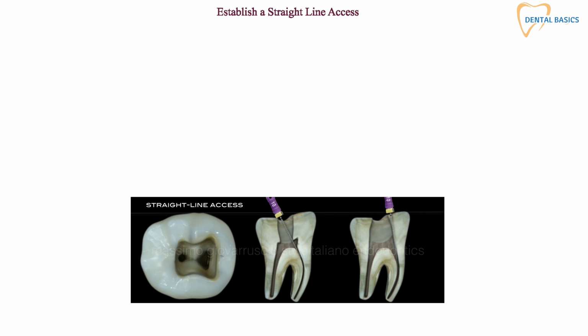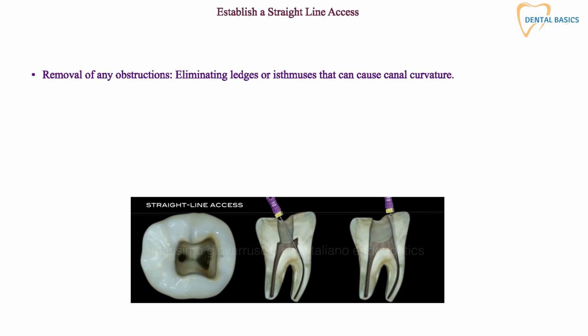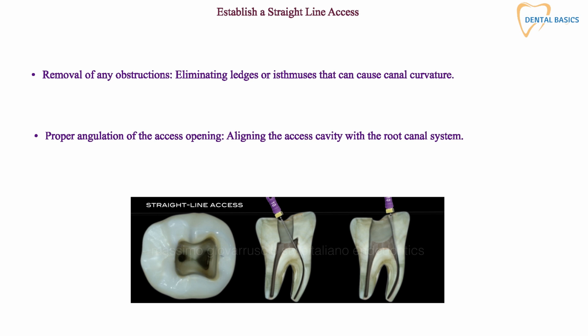Creating a straight-line access to the root canals is crucial for efficient instrumentation and obturation. A curved access can hinder the working length determination and increase the risk of file breakage. Removal of any obstructions, eliminating ledges or isthmuses that can cause canal curvature. Proper angulation of the access opening, aligning the access cavity with the root canal system.